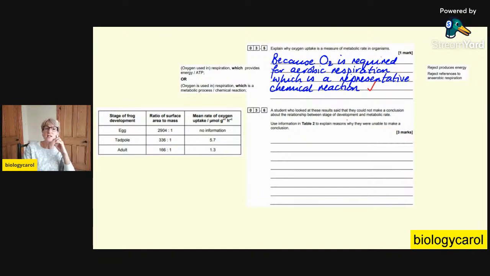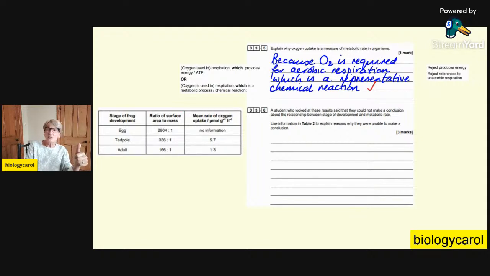A student who looked at these results said that they could not make a conclusion about the relationship between the stage of development and the metabolic rate. Use the information in table 2 here to say why they were unable to make a conclusion. Well, the really obvious thing to say, and this is 3 marks, tricky, was that you've got no information about the egg. So I wrote that and thought, well, that's 1 mark. And then I sat there for a little while thinking, well, what else can I say?